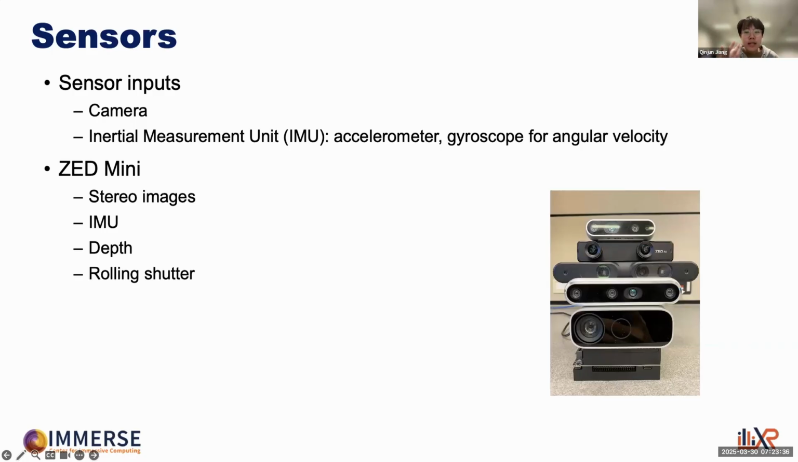It can provide IMU readings up to 800 hertz, and it can also even provide depth information. So later we will show how different downstream components will make use of all this sensor information.